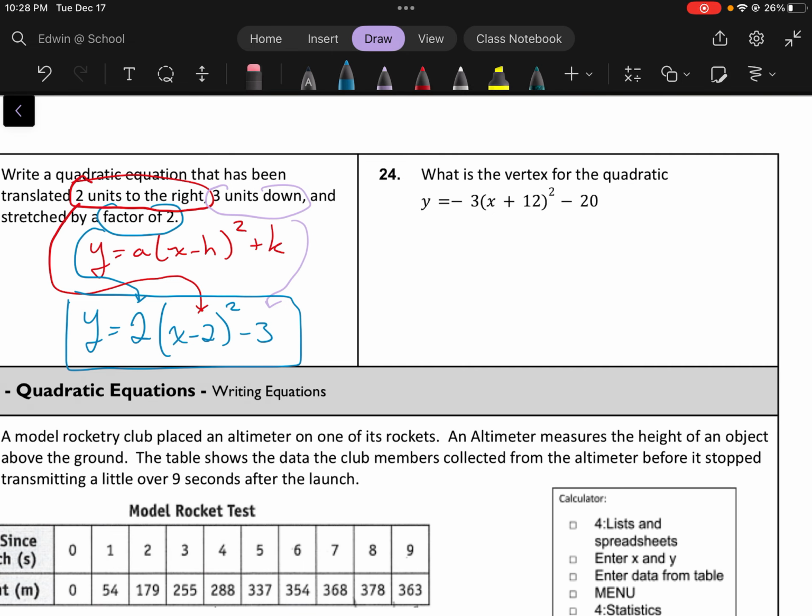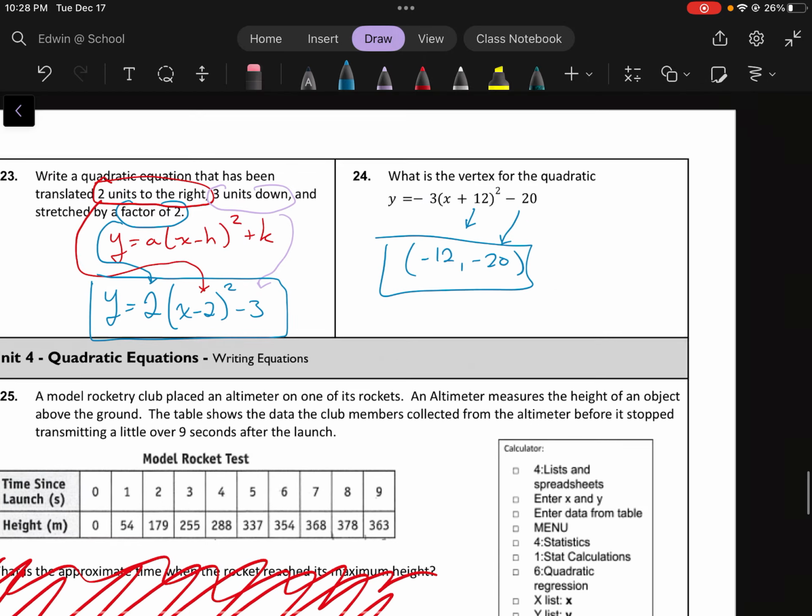Next thing, it says what is the vertex for the quadratic, and then it gives us the equation. So all we have to do is remember how it shifts. So this +12 means a -12 shift. This -20 means a 20 down. So the vertex is (-12, -20).